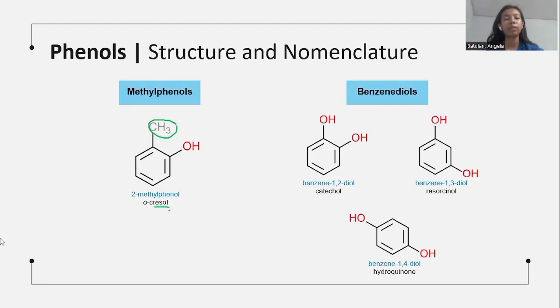Meanwhile, meron namang benzene diols kung saan yung benzene natin contains 2 hydroxyl groups. So, hindi na tayo gumagamit ng phenol as a base name, but rather, nagiging parent natin dito yung alcohol, so diol. At yung common names nila iba-iba, so much better na kabisaduhin. Kagaya nito, yung benzene-1,2-diol ay catechol, benzene-1,3-diol ay resorcinol, benzene-1,4-diol ay hydroquinone.